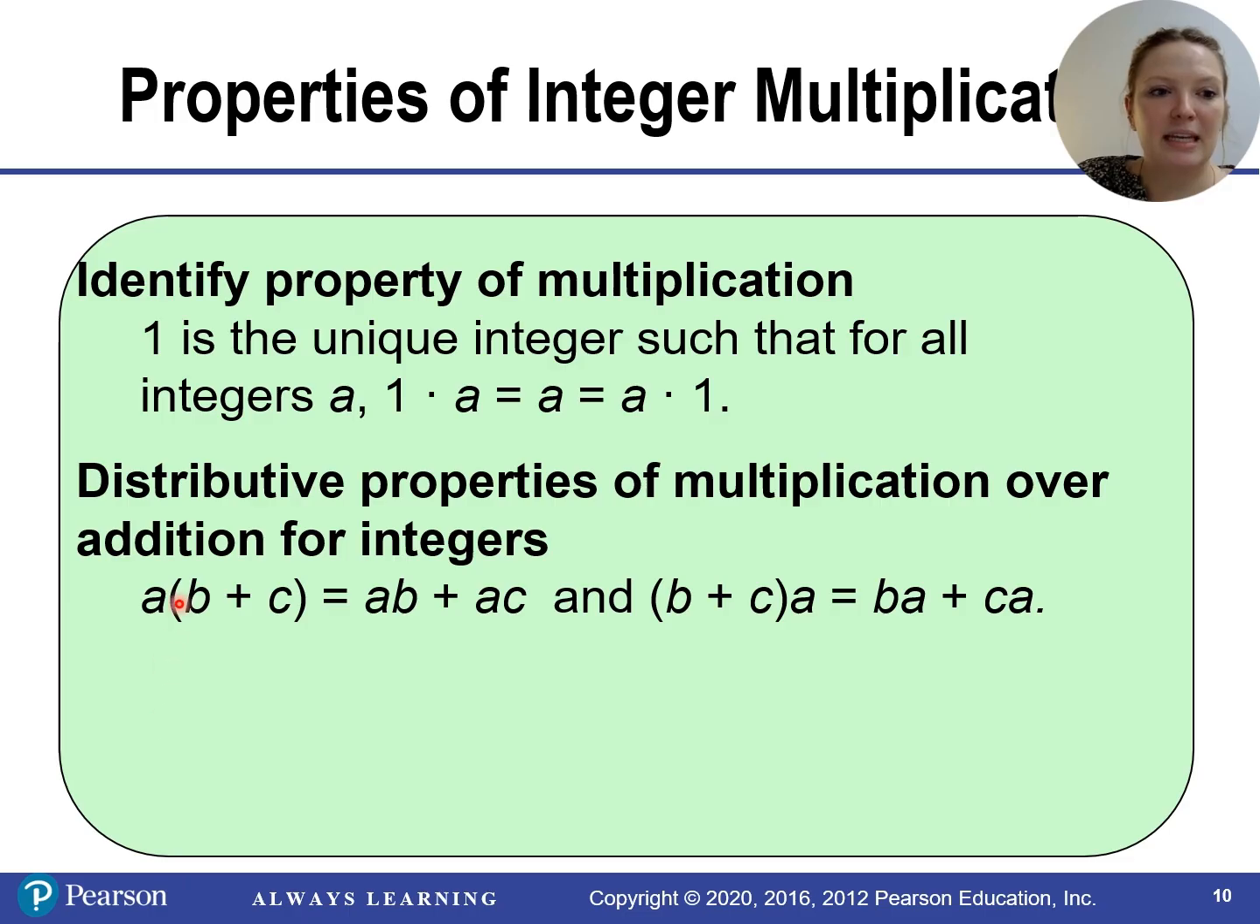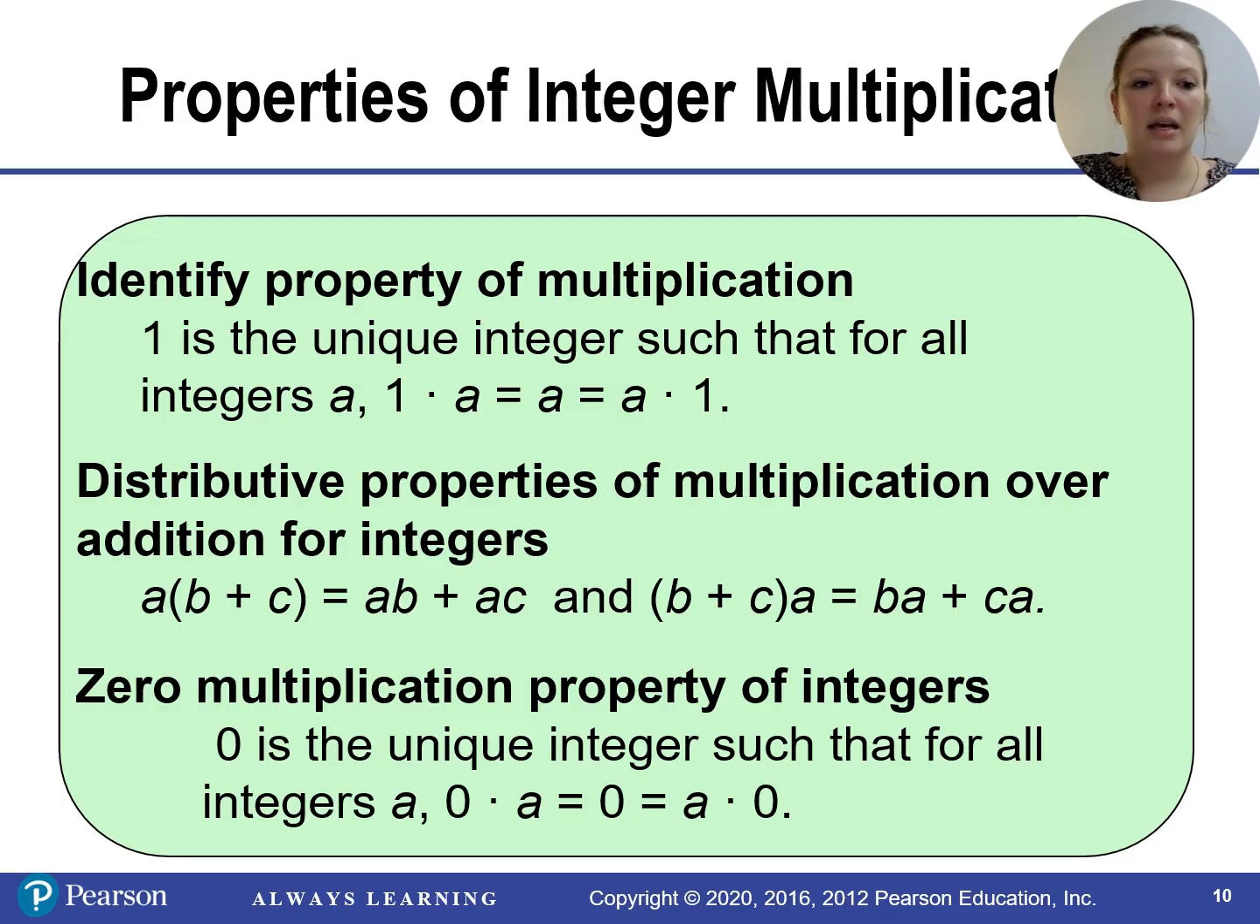Then finally, with the integers, we still have the distributive property. So a times (b plus c) will leave us with ab plus ac, and we could also go the other direction. If we have addition first, we can distribute a to b and a to c, and we get the same result. And then we have the zero multiplication property. So anything multiplied times 0 gives us 0 itself.